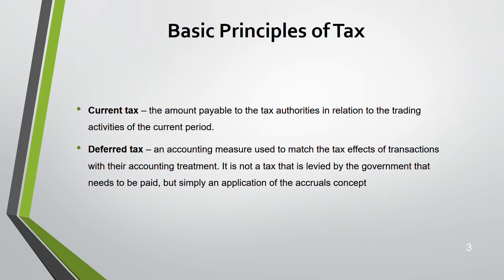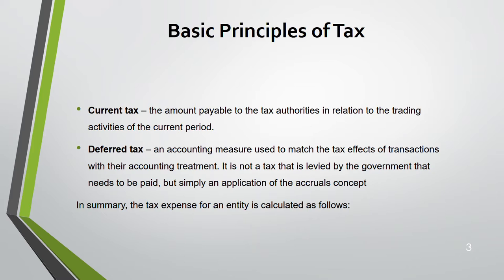Next is deferred tax. Forget about tax: what is the meaning of deferred in English? Deferred means you are delaying, deferring to the future. You have not paid yet, you are going to pay in the future. So deferred tax means you didn't pay any tax. It is just an accounting measure. Why do you do that? To match the tax effect of transactions with the accounting treatment. That means some event has occurred, but the impact of the tax may be in the future, not in the current period. That's the reason we are doing deferred tax. It is not a tax that is levied by the government, but just an application of the accrual concept.